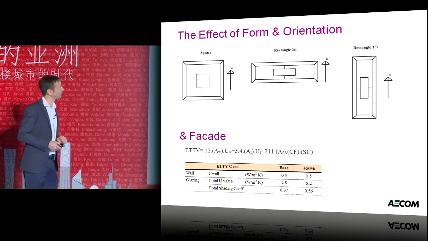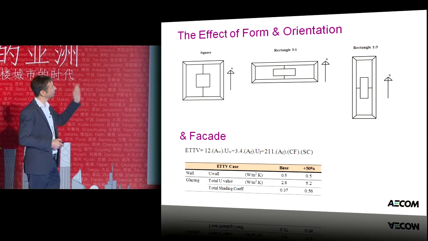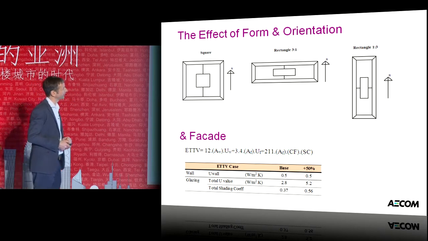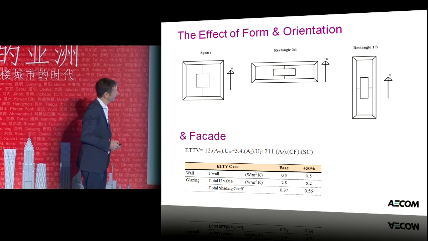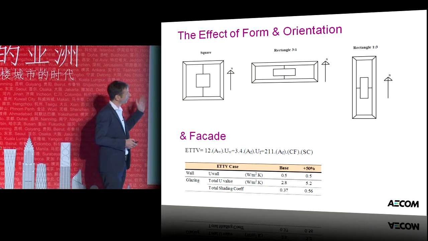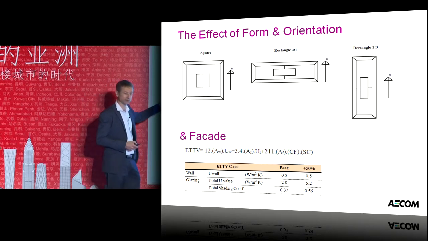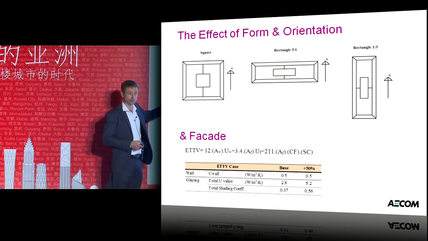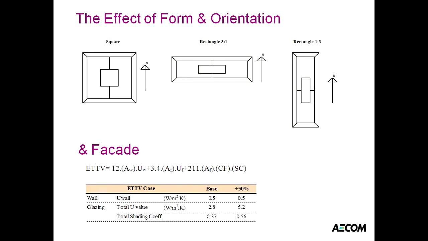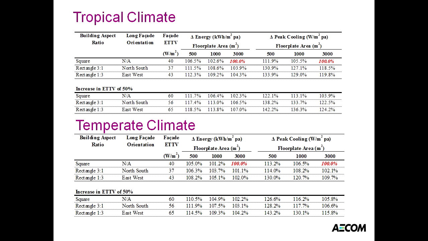So when we go to the effective form of orientation, we basically looked at all of those: square, rectangular north-south and rectangular east-west, and we also looked at facade. And we modelled all of those, and with the facade, we used the ETTV calculation based on the Green Mark system, and we used a case where we had these values for a base case, and then we reduced the performance of them by about 50% to see what impact that would have. And in the end, we came up with a chart like this, and of course, this chart is in the paper that you'll be able to see.